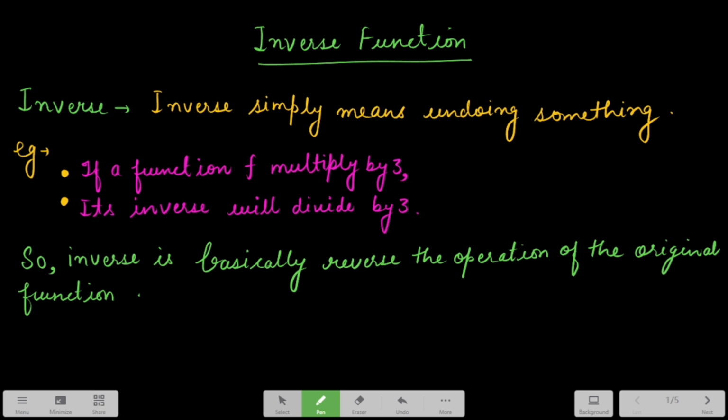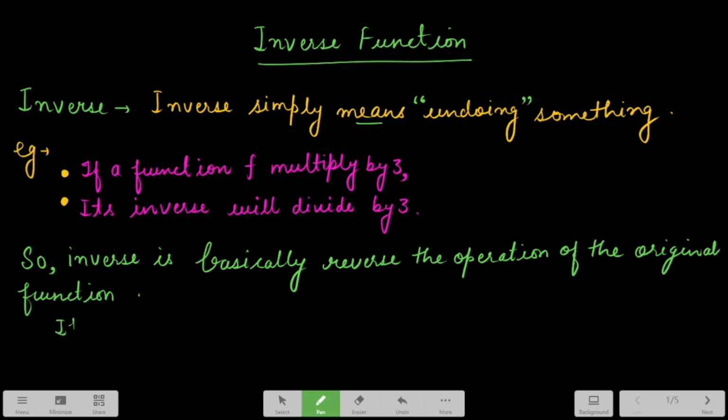First, let's talk about what the word inverse means. Inverse simply means undoing something. Example, if a function f multiplies by 3, its reverse will divide by 3. So now you can easily understand inverse is basically reversing the operation of the original function.